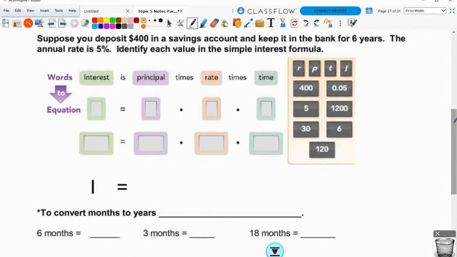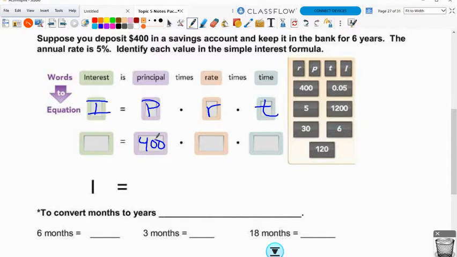It says, suppose that you deposit $400 in a savings account and keep it in the bank for 6 years. The annual rate is 5%. We're going to identify each value in our simple interest formula. Remember, with words, interest is the principal times the rate times the time. For our equation, that becomes I equals P times R times T. Reading through here, they tell us that we've deposited $400 into our account. That is the principal amount, the original amount that you started with. So we're going to put 400 in for the principal.